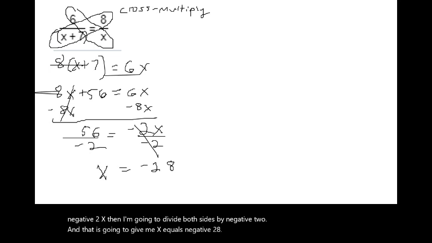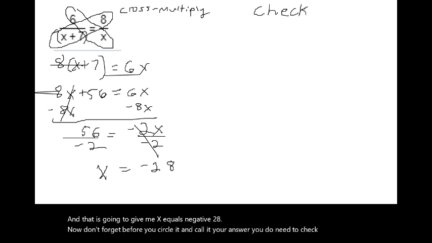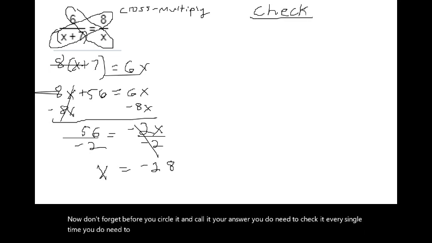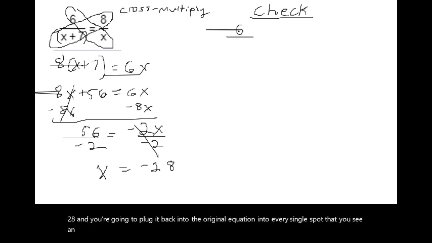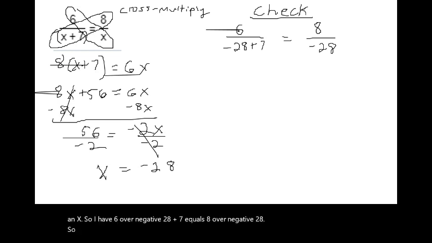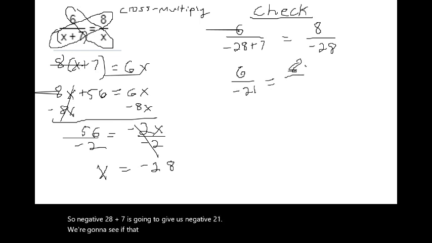Now, don't forget, before you circle it and call it your answer, you do need to check it. Every single time, you do need to check your answers. So to check your answer, you're going to take negative 28 and plug it back into the original equation, into every single spot that you see an x. So I have 6 over negative 28 plus 7 equals 8 over negative 28. So negative 28 plus 7 is going to give us negative 21. We're going to see if that equals 8 over negative 28.